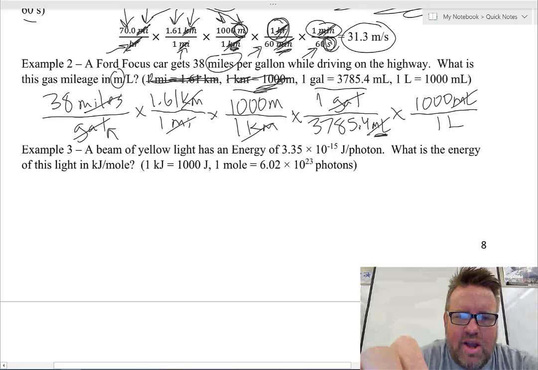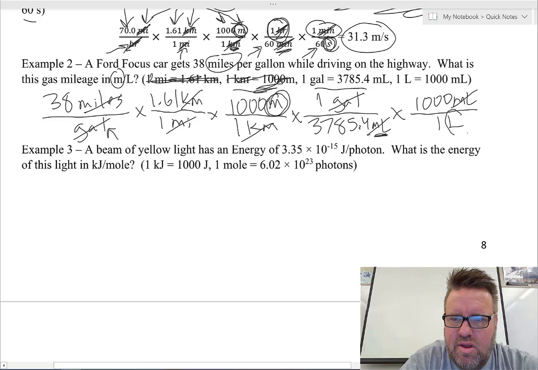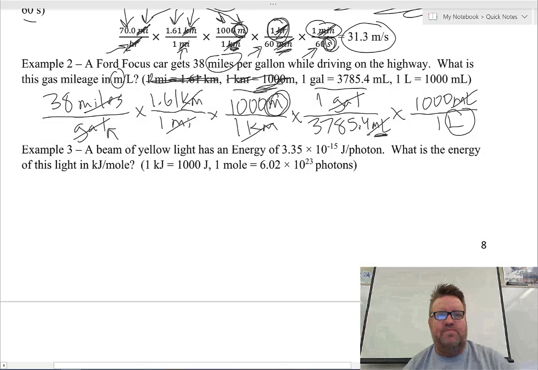So again, kind of quickly going back through this, the only units I have left, I have meters here and I have liters here. So now I'm going to take my calculator. I'm going to go 38 times 1.61 times 1,000 divided by 3,785.4 times 1,000. And I get an answer of about 16,000.